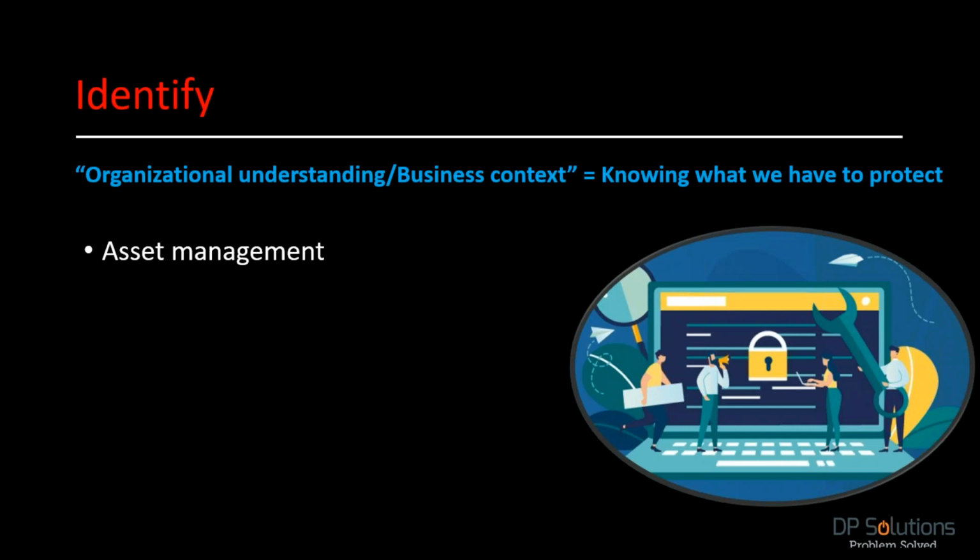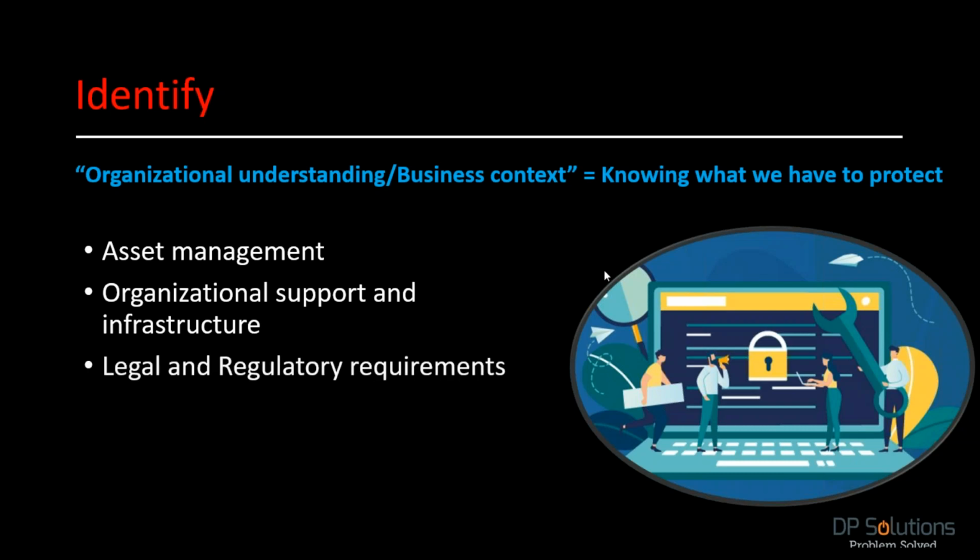So what assets do we care about, both physically and digitally, as part of our risk management plan, and what is the impact? What's the organizational support and infrastructure? What kind of team do we have? Where do those people work? How do they work? Where do they connect from? What are the legal and regulatory requirements?